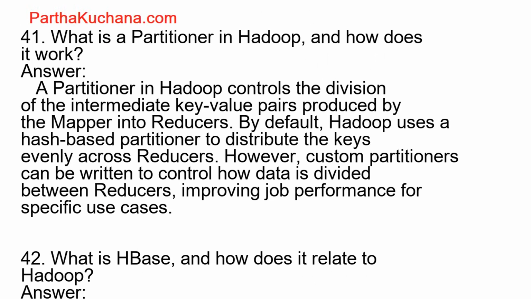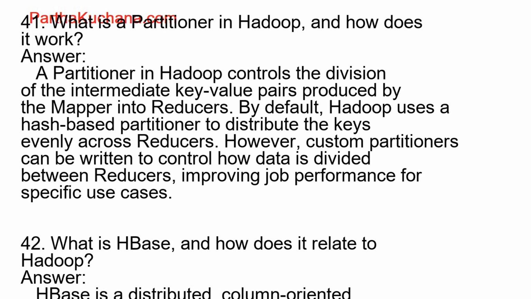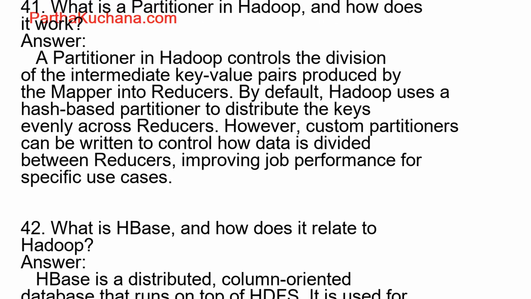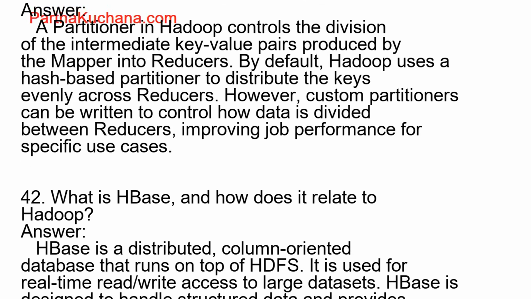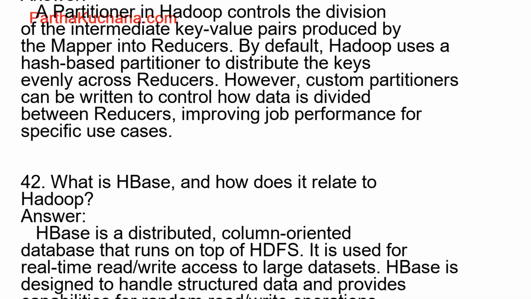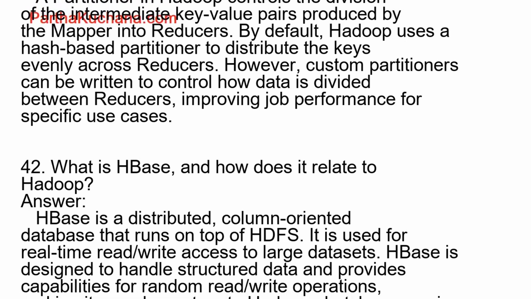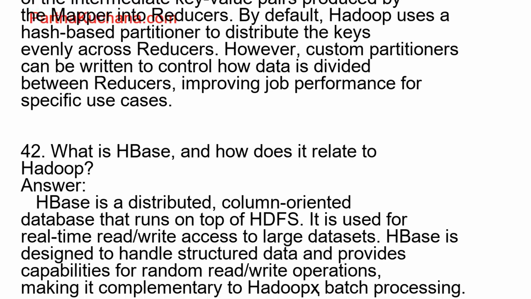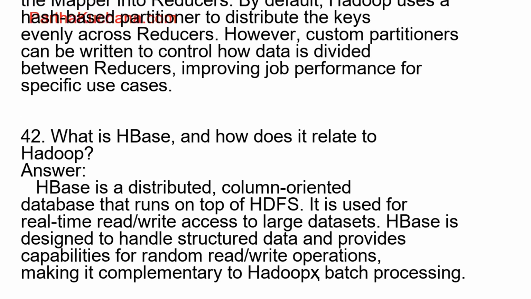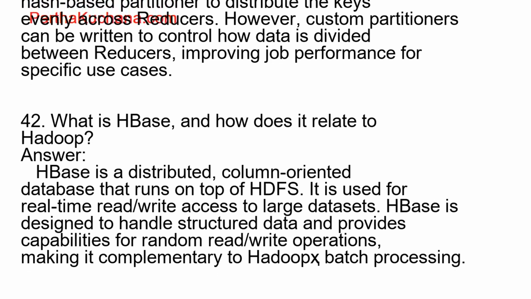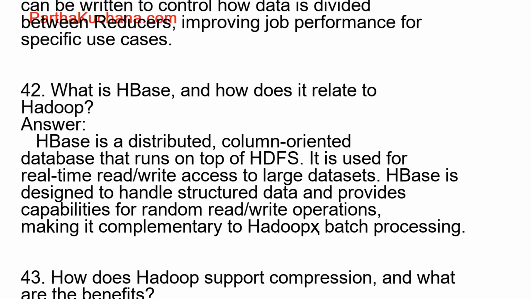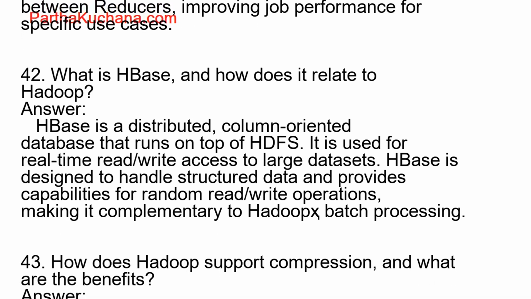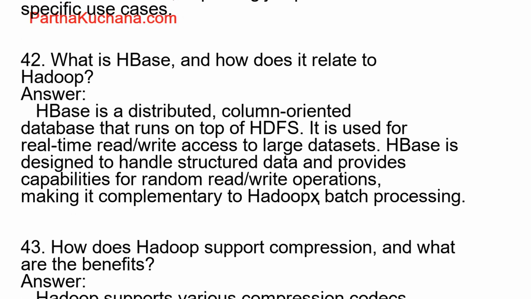44. What is the role of Apache Pig in Hadoop? Answer. Apache Pig is a high-level scripting language for processing and analyzing large datasets in Hadoop. Pig scripts are translated into MapReduce jobs, simplifying the data transformation process. It is particularly useful for tasks like data cleaning, ETL (extract, transform, load), and complex data pipelines.